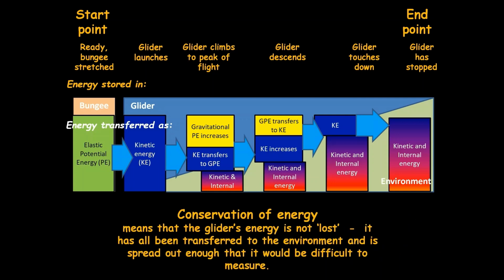So we think of it just watching the glider as the energy being lost as it stops, but conservation of energy means that the glider's energy hasn't been lost. It's actually all been transferred to the environment, but it's spread out enough that it would be really difficult to measure. And this transfer is the reason that gliders descend all the time unless they are finding rising air to circle and climb in, and it's the reason that powered aeroplanes need to use their engine to counteract that and maintain their height.